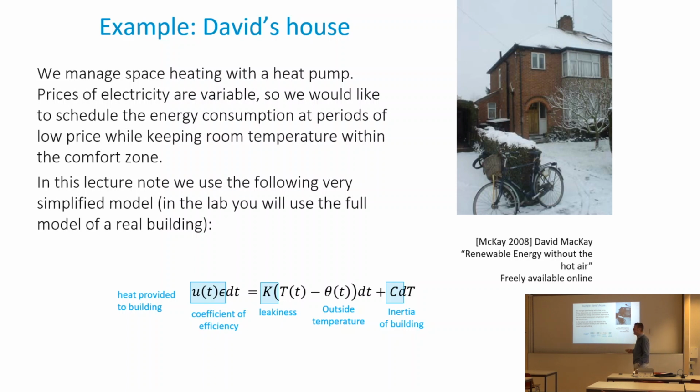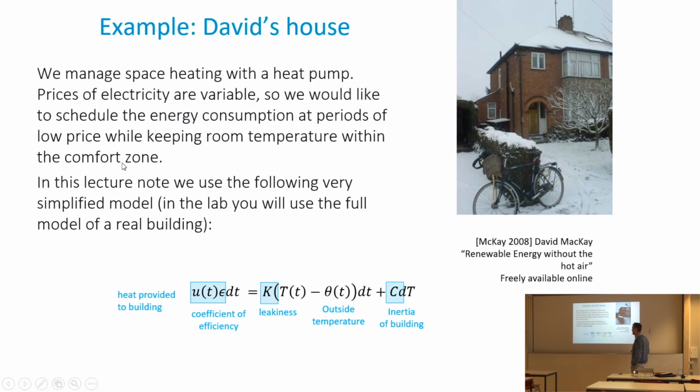Whereas if you buy it from the main grid, it is at a different price. And the problem is to schedule the energy consumption taking into account the variable price. So how do we do that? Well, essentially, the idea is when the price is low, we would like to heat as much as possible. Not too much, of course, because that would be inefficient and perhaps too warm inside the house. If we need to open the windows because we heat too much, that's defeating the purpose of what we're doing.